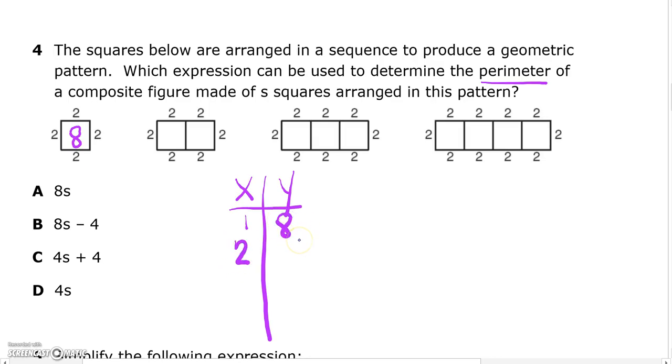The second one, when we add it up, you'd have 2, 4, 6, 8, 10, 12. Third one, 2, 4, 6, 8, 10, 12, 14, 16. And the last one, 2, 4, 6, 8, 10, 12, 14, 16, 18, 20. So once you have a table, all you need to do is use stat in your calculator. So once you use stat, you'll have your answer.